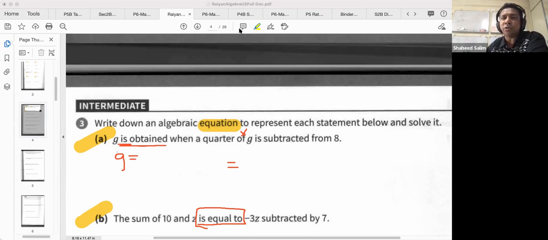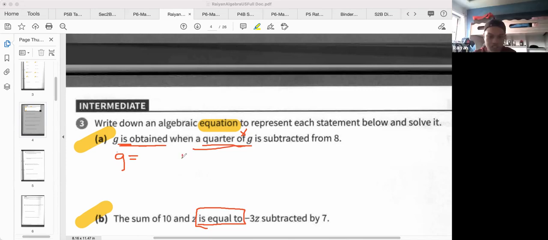Okay, then I want to ask you now, what is this side now? A quarter of G is subtracted from 8. How to write that? Can you try to write that? We go one by one, okay? We go one by one together. A quarter of G. How to write this? A quarter of G. 1/4 G. Okay, good.